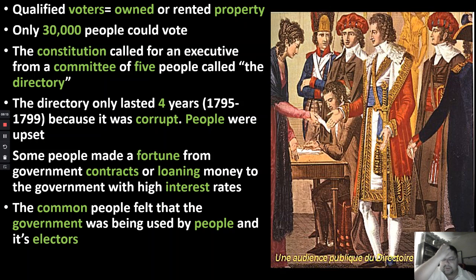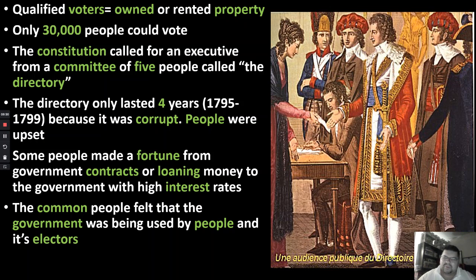So the common person was like, you know what? We got corrupt people up on top. We got people taking advantage of the government. We got these electors who just don't know what they're doing. People are corrupt.